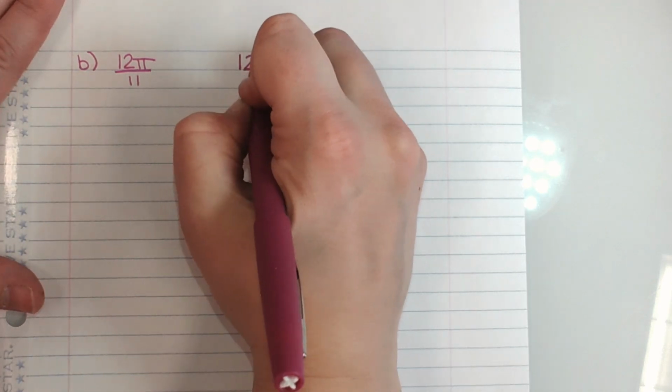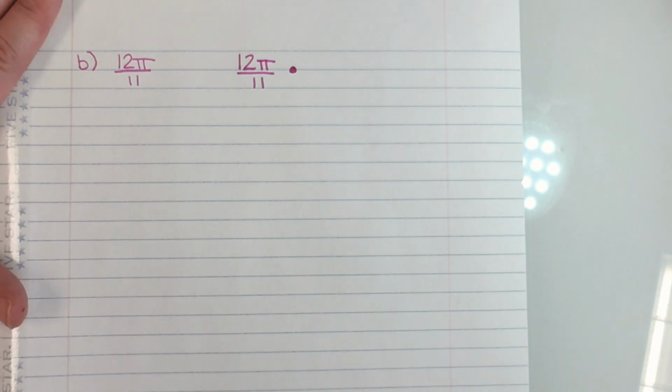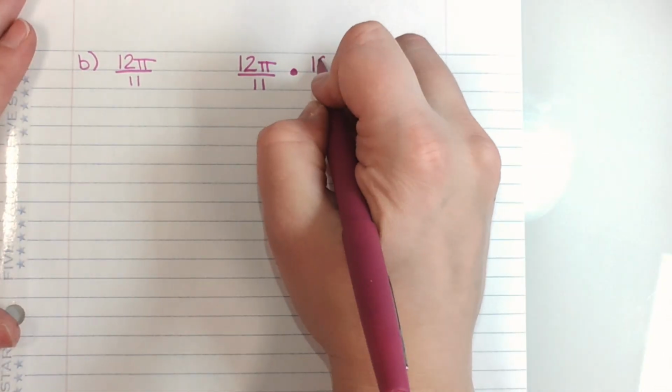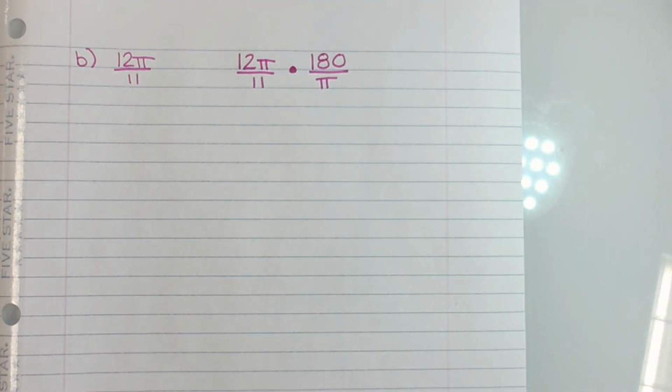Ella, if I want to go from radians to degrees, what am I going to multiply by? Is it 180 over pi or pi over 180? 180 over pi. Do you notice that there is a pi on both top and bottom of the fraction? They die a painful death.